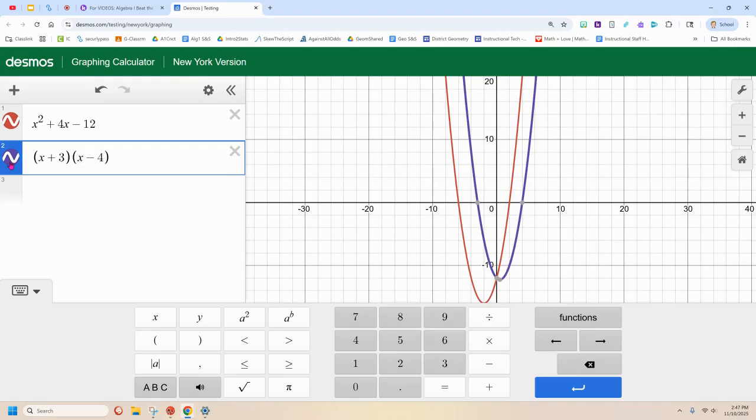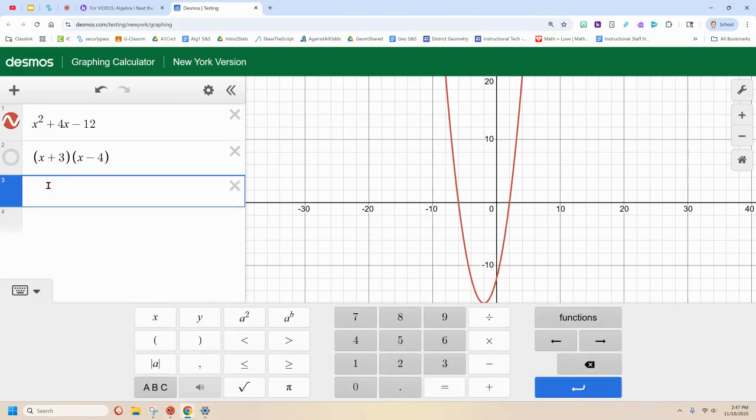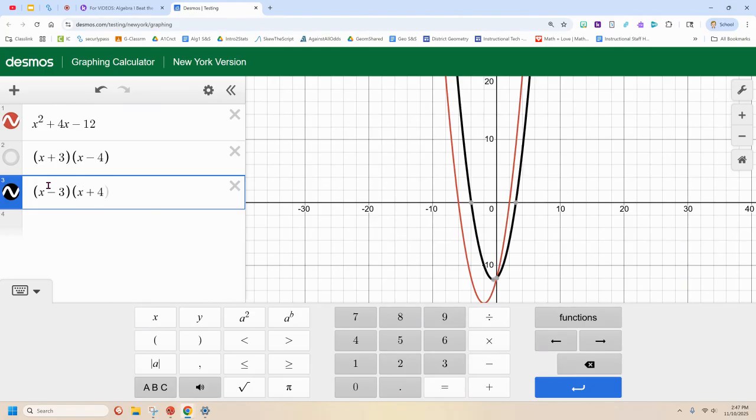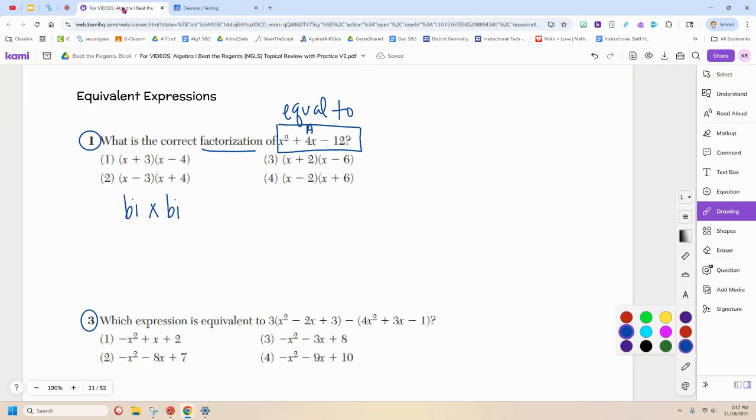No. So there's 2 options. You can edit what you have here, or you could just turn it off and move on to the next choice. So I go to the next choice, x minus 3, x plus 4. Oh, well, my black graph doesn't match either.